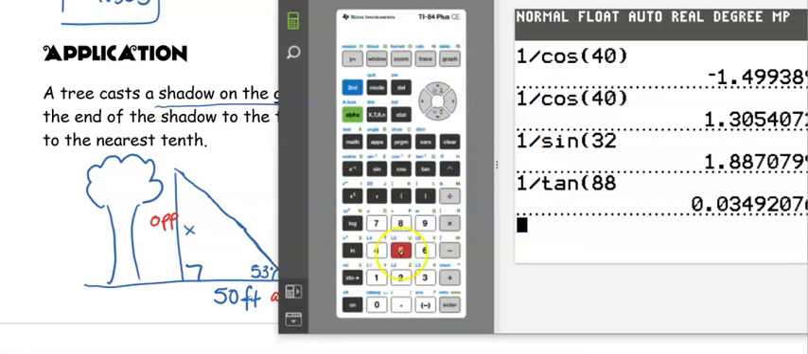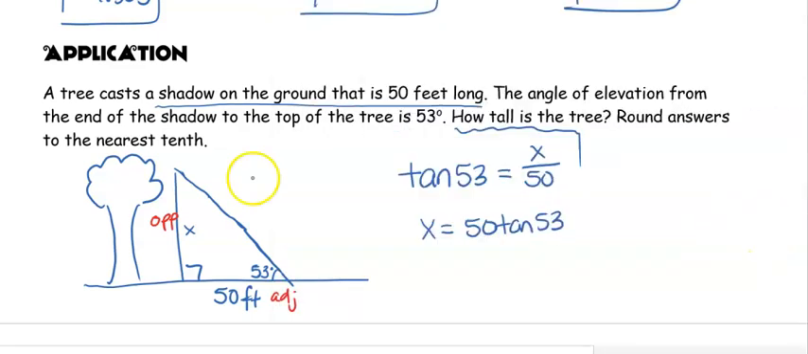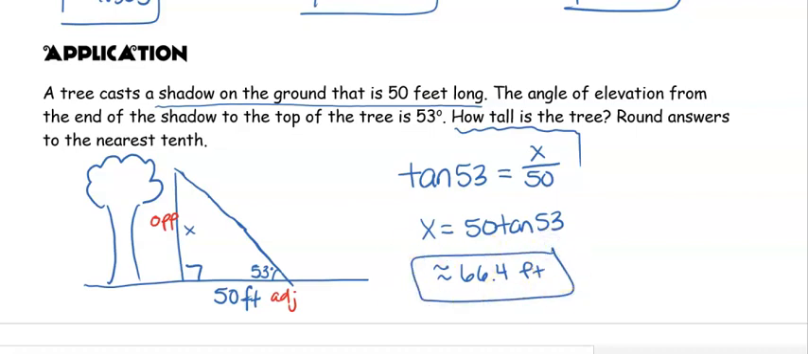Back to our calculator, 50 tangent 53. We find that rounding to the nearest tenth, 66.3, that 3 is going to round up to a 4 because of the 5. So that's going to be about 66.4 feet. We do have a word problem, so we're going to make sure that we are always labeling our answer with the correct labels.